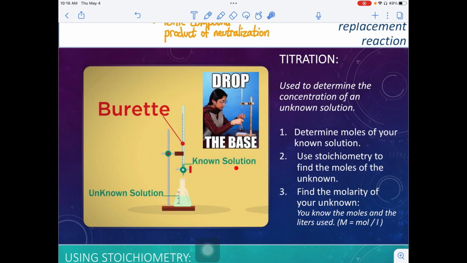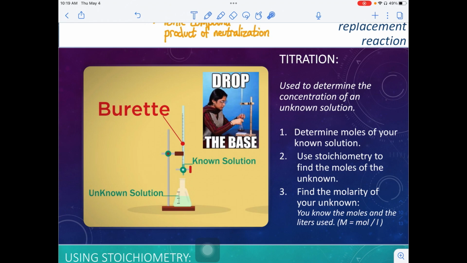Into that, we're going to add some known solution. So if this is an acid, we're going to add a known solution of a base. The way that we then calculate is we determine the moles of the known solution that we add until this right here reaches neutral. Then you use stoichiometry to find the moles of the unknown. Find the molarity of the unknown because you know the moles and the liters used. So again, in this kind of example, it says drop the base.